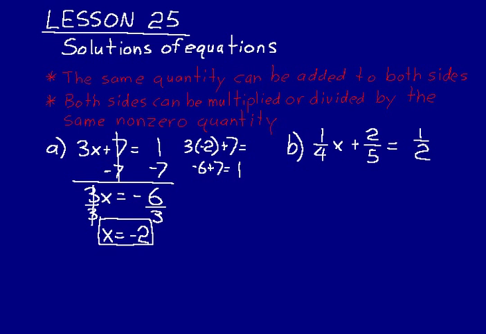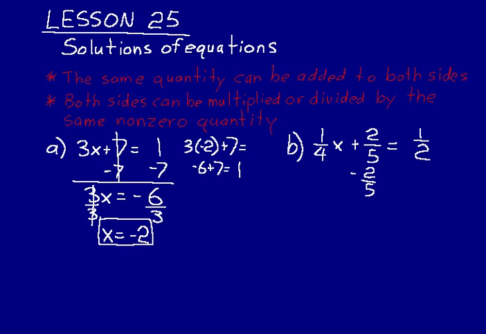Let's do another one. 1/4 x plus 2/5 equals 1/2. So let's just look at that. First, what we want to do, and this is usually almost always the steps that you do, is do the addition rule first and then do the multiplication or division rule to get rid of your coefficient of x. So step 1 here, to solve for x, let's go ahead and add a negative 2/5 to both sides.